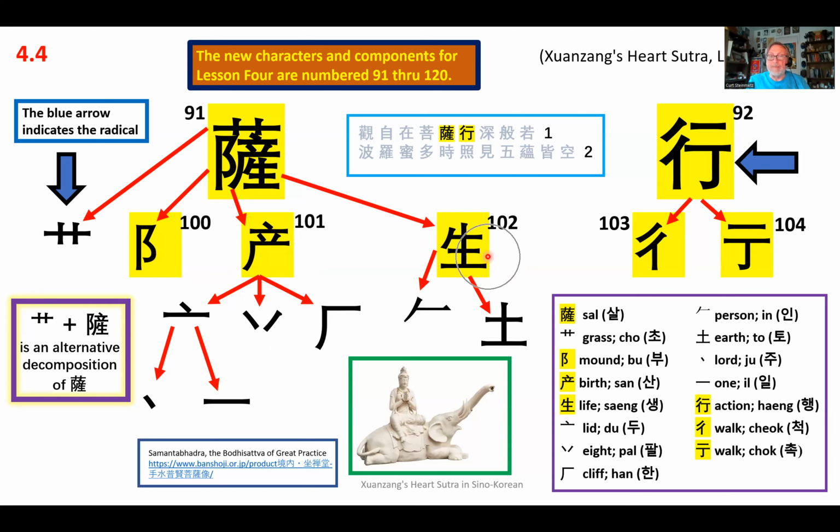And the fourth component of sal is seng. This is a very, very common character and component, especially if you're reading anything about or by a Buddhist. Seng means birth, or life, or born. It gets around a lot.